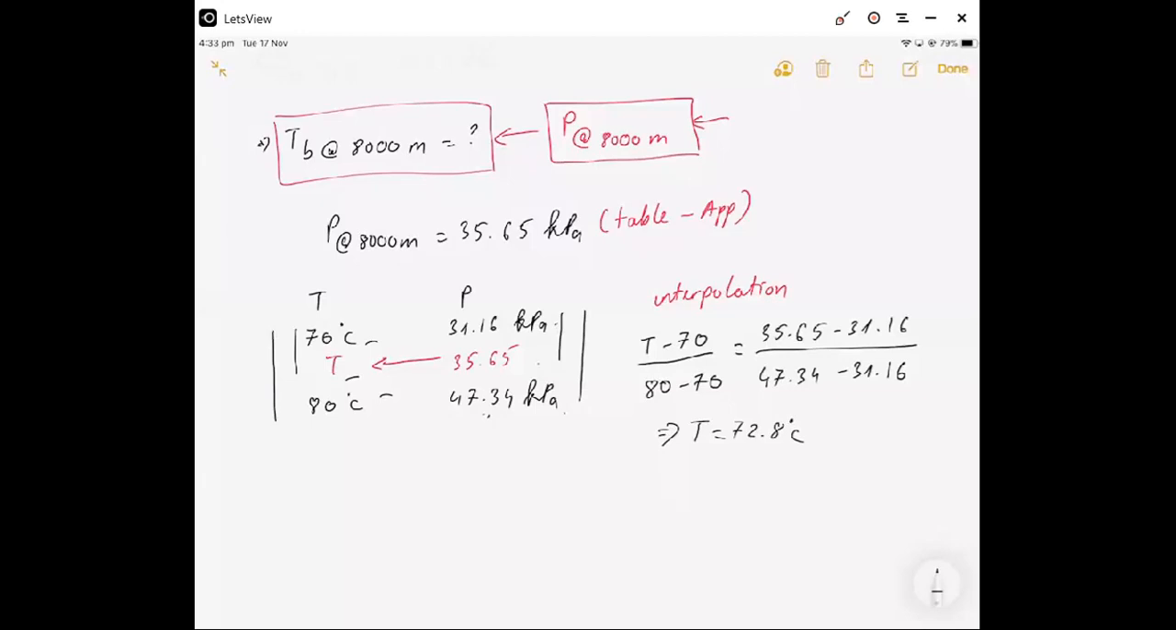So the boiling temperature at 8,000 meter altitude is 72.8 Celsius. This means when we go up to 8,000 meter, water boils at 72.8 Celsius only. Okay, at 8,000 meter altitude, water boils at 72.8 Celsius. Got it?